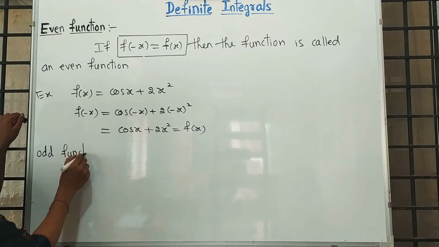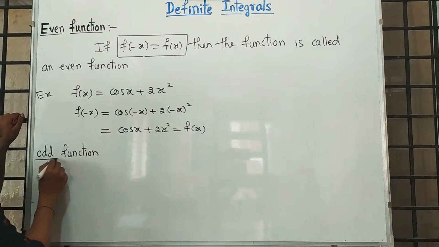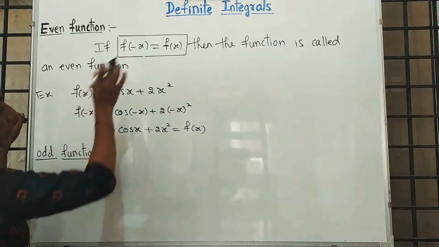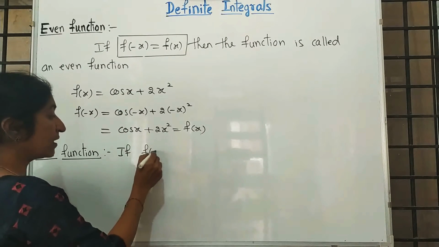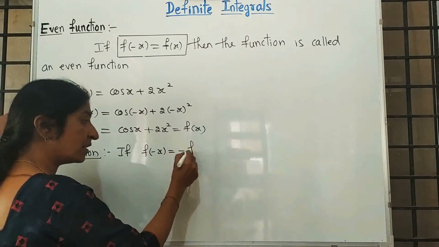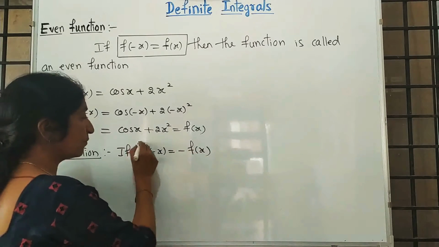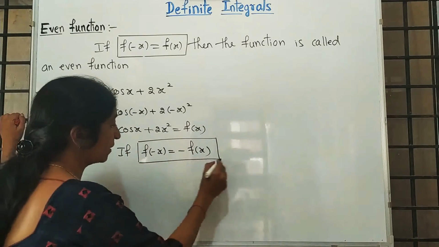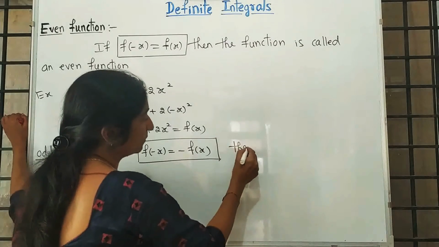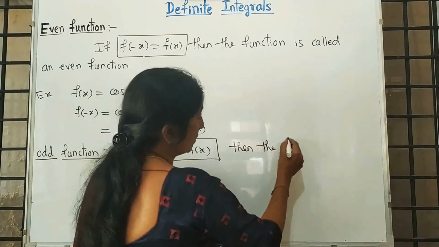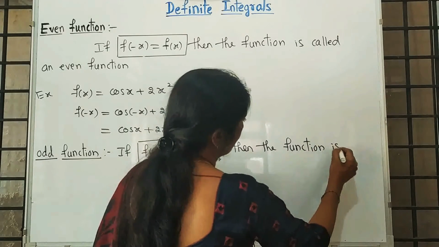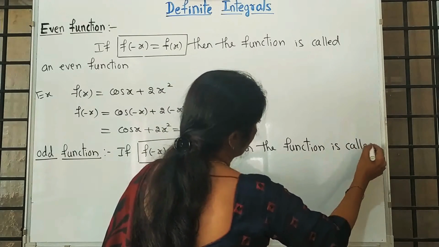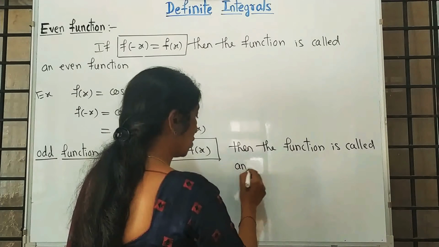The next one is the odd function. First see what is the important step to remember. Here f of minus x is equal to minus f of x. This is the important point you have to remember. Then the function is called an odd function.